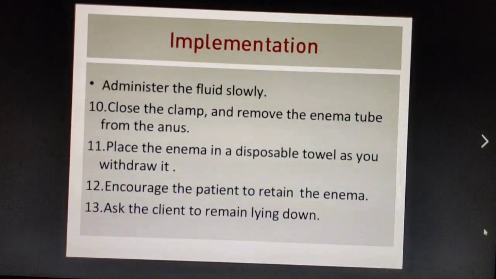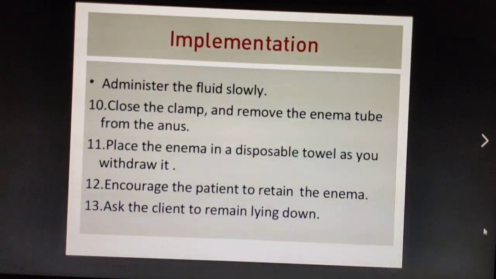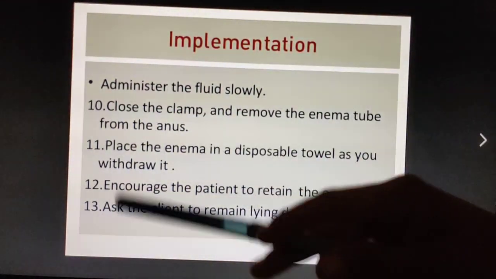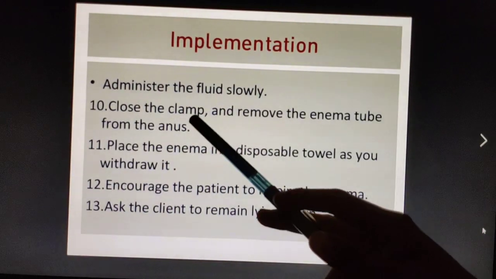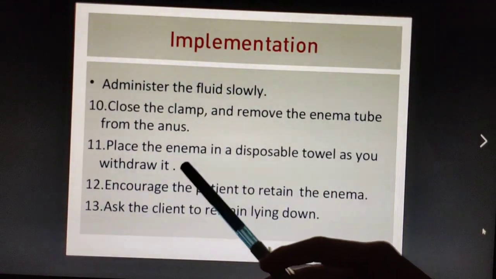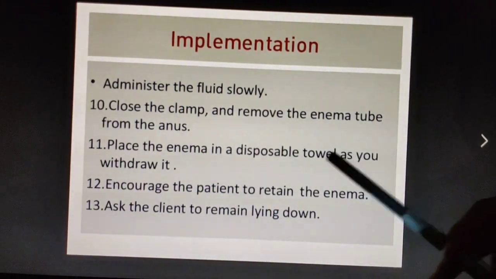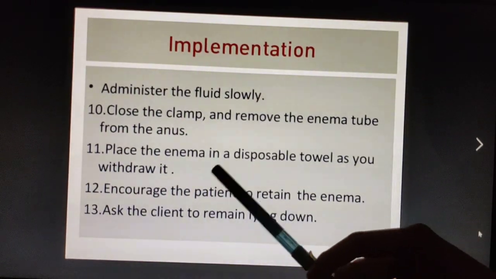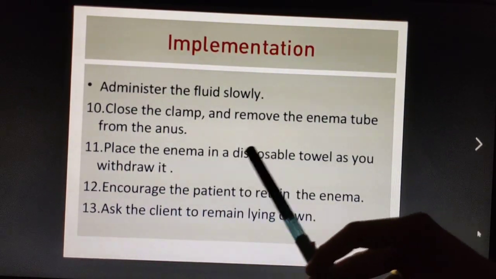Next, administer the fluid slowly. Then close the clamp and remove the enema tube from the anus. After administering all the fluid, we close the clamp and remove the enema tube from the anus. Clear? Then place the enema tube in the disposable towel as you withdraw it. Once we finish the procedure, we keep the enema tube and enema bag in the disposable towel.